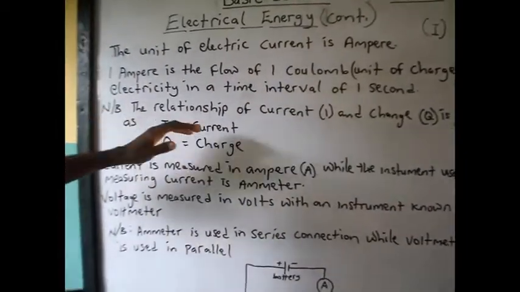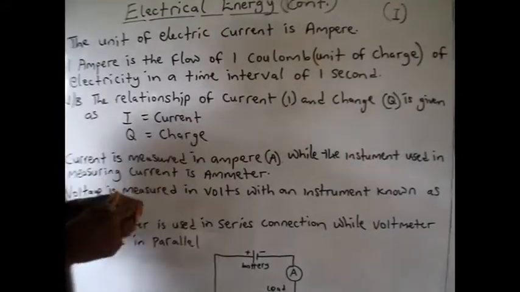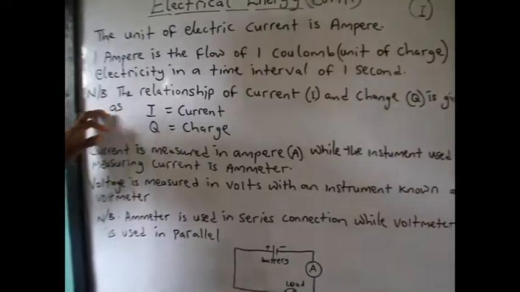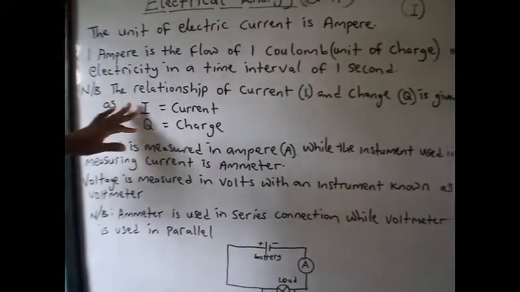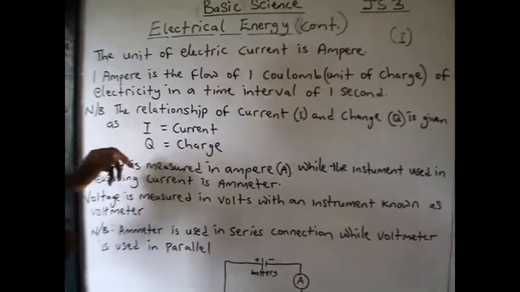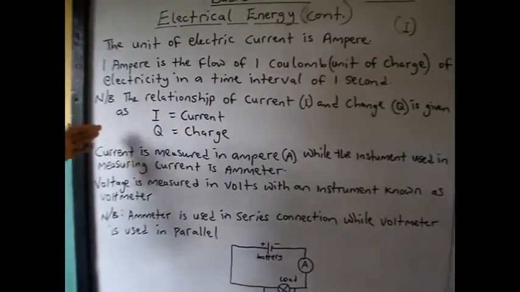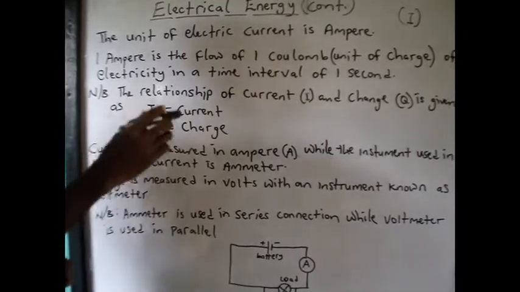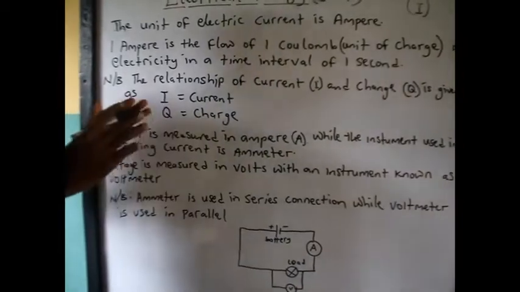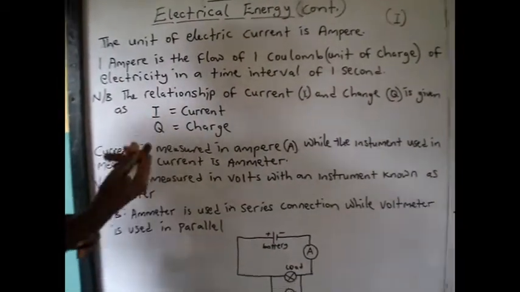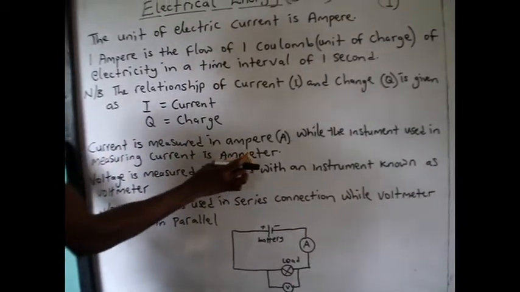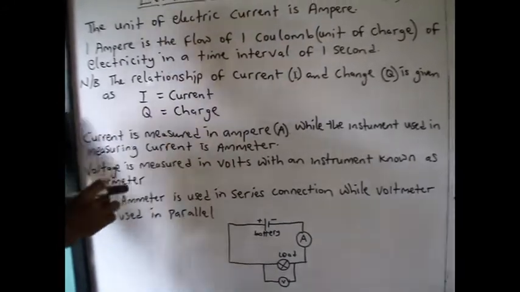So note the relationship of current, I, which I've told you earlier is written as I, and the charge, Q, is given as follows. This is a topic that involves a little calculation. So current I is written as this, while the charge is Q. Current is measured in ampere, A, while the instrument used is the ammeter. So you should know that current is measured in ampere using an instrument known as ammeter. So the name ampere is derived from the instrument that is used in measuring the current.